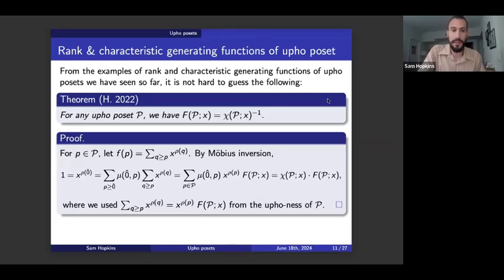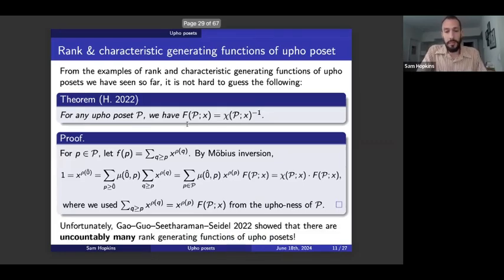That would be amazing if we could classify Upho posets. Unfortunately, this group of 4 authors, which I think was a result of an MIT PRIMES or SPUR research project led by Yibo Gao, proved a lot of nice stuff about Upho posets. And one thing that they showed was that there are uncountably many different rank generating functions of Upho posets.